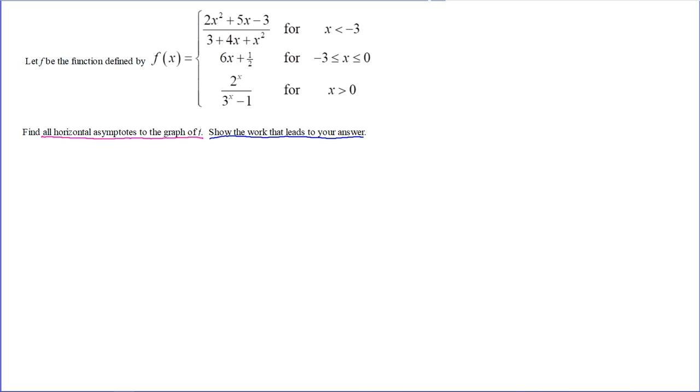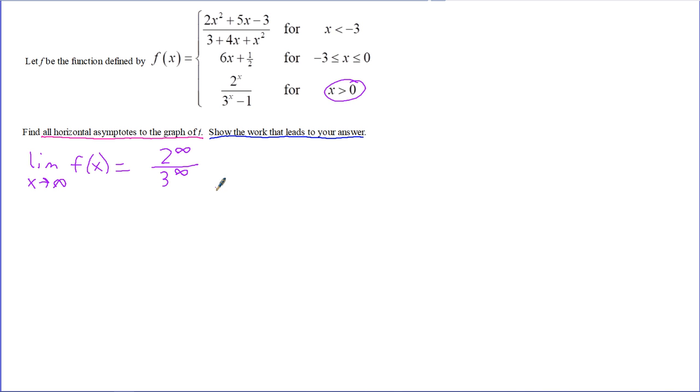So you can start with either one. Let's say we start with the limit as x approaches infinity. There are three pieces to this, so let's see which one makes sense to use. Infinity, x is not less than negative 3. It's not between negative 3 and 0, but it is greater than 0. So it makes sense to use the last piece. On the numerator, we have 2 to the infinity over, the negative 1 is negligible compared to the size of 3 to the infinity.